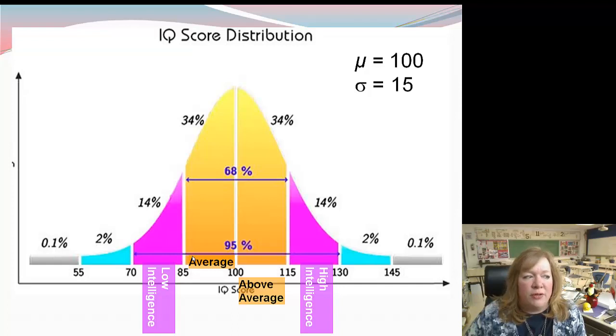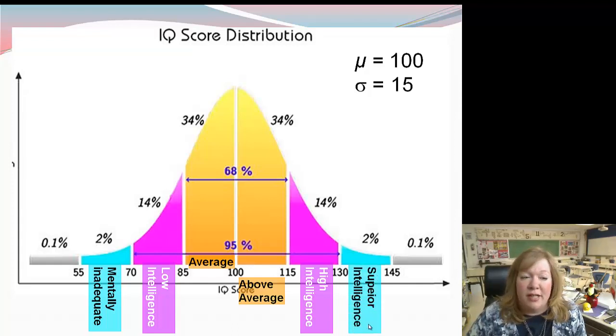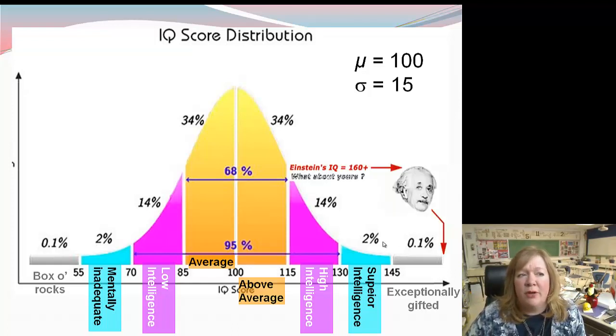And if I go out even further, this would be mentally inadequate. Mentally impaired people would be in this category. And over here is superior intelligence. Then to the far left, box of rocks. I don't know how else to put that. Box of rocks is what I would call that. And over here is exceptionally gifted. 0.01%, that's 0.001, is not very many. That's 1 out of 1,000. And if you're curious, Einstein's IQ was 160 plus. That's actually 4 standard deviations above the mean, which is very improbable.